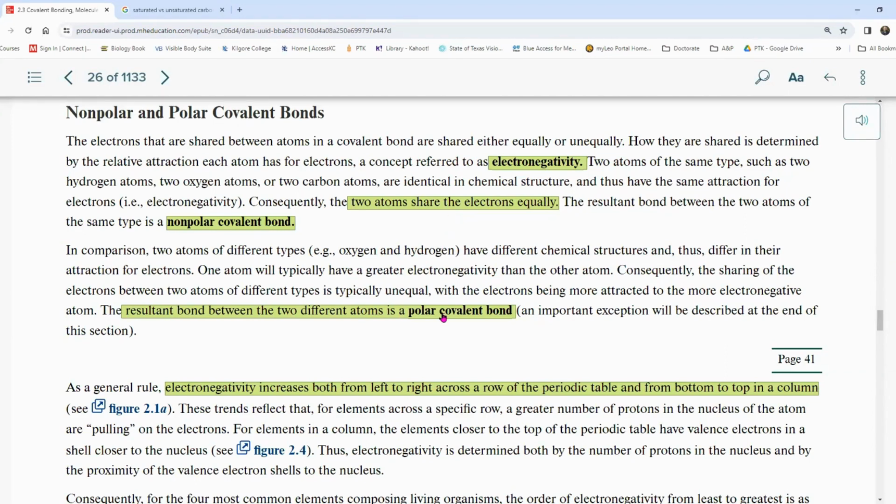A polar covalent bond means they are different atoms, which means they have a different electronegativity, which means one end is stronger than the other end, or one end is positive and one end is negative.